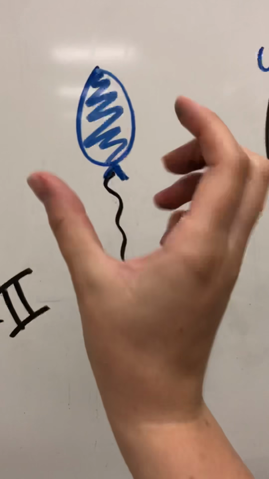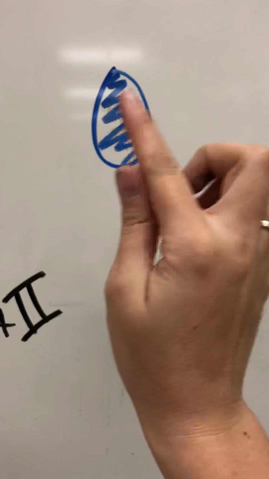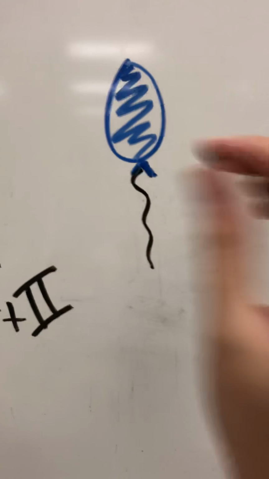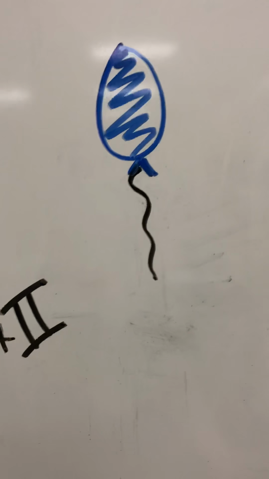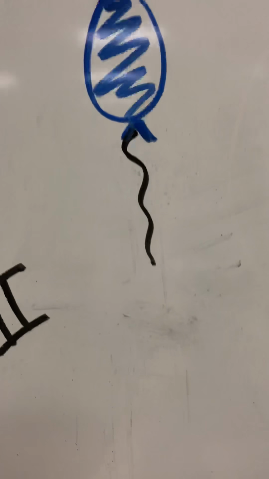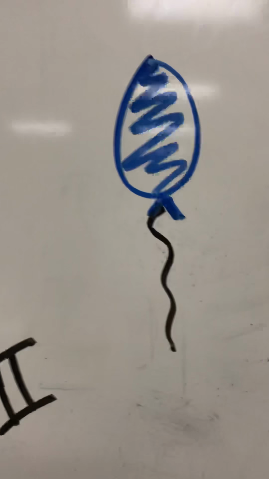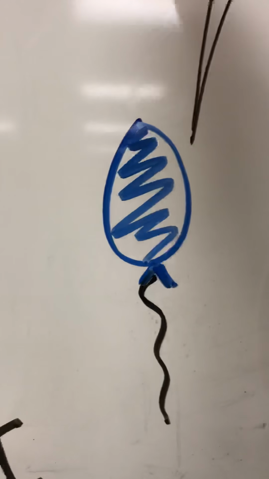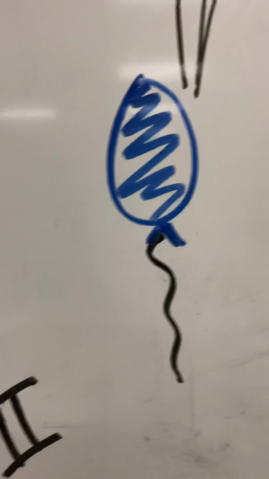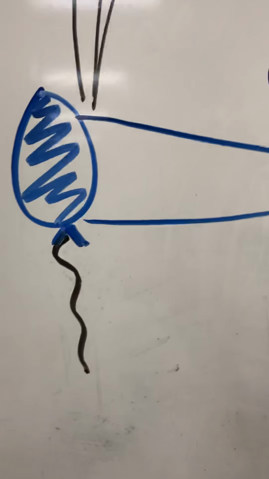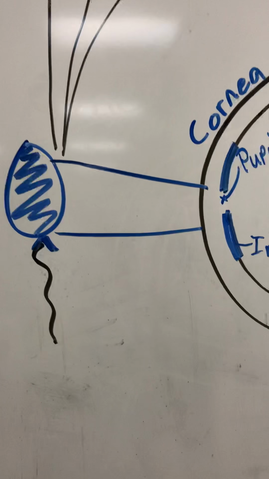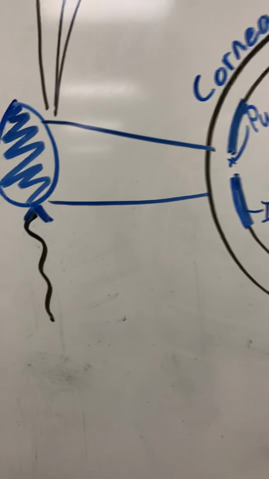Then that balloon absorbs, we'll talk about just the blue part, absorbs all the colors of the light except blue. It reflects the blue light. So all colors go in, blue comes off, and reflects into your eye. Okay, so that's the light going into your eye.